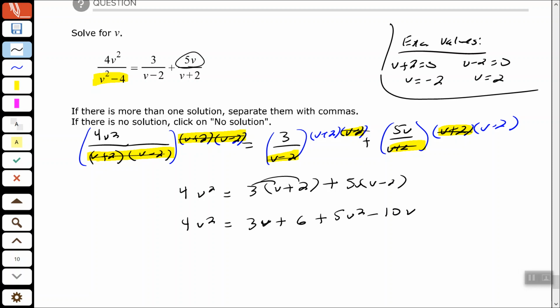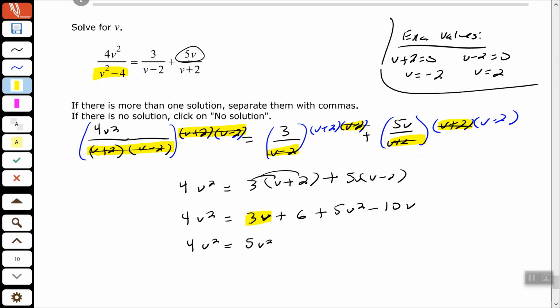let's combine the like terms on the right-hand side. So I have the 3v and the negative 10v will give us negative 7v. Pull my 5v squared out front and then plus 6.